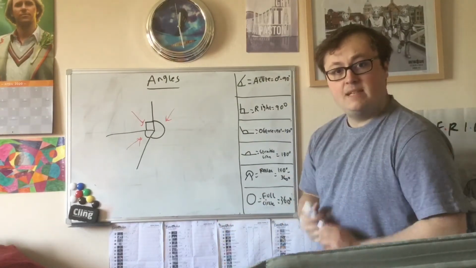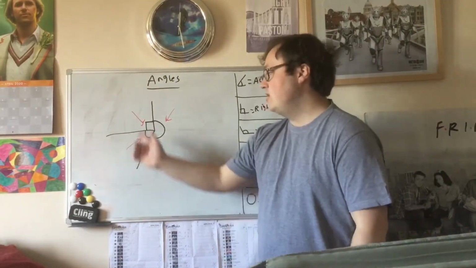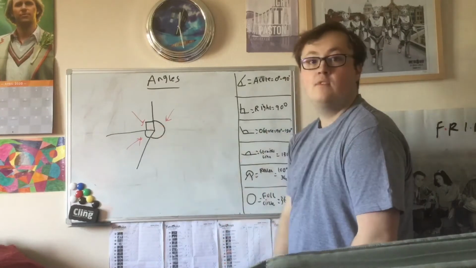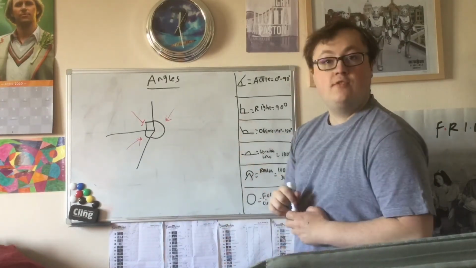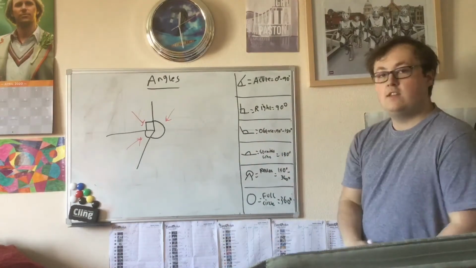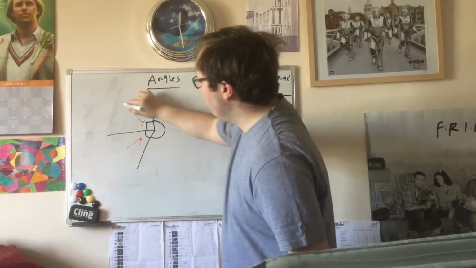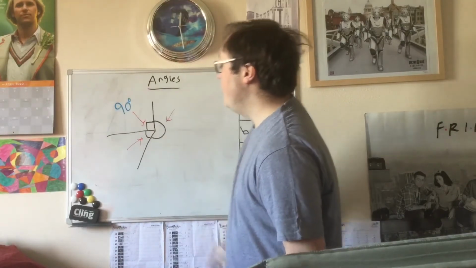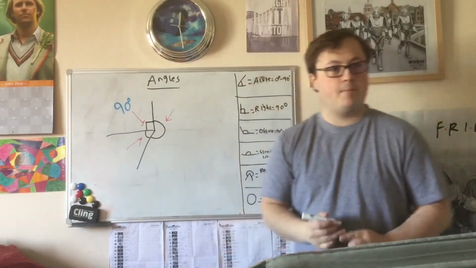Now, one of them is pretty easy to find out, which is that one, because what shape is that? A square. What angle uses a square? A right angle. How many degrees are a right angle? Well, there's only one set of degrees. So we know that this angle is bang on 90 degrees.